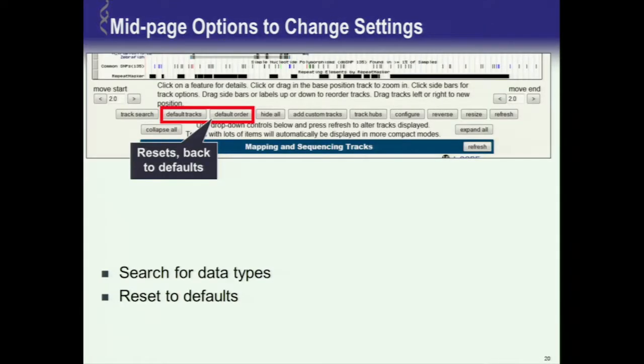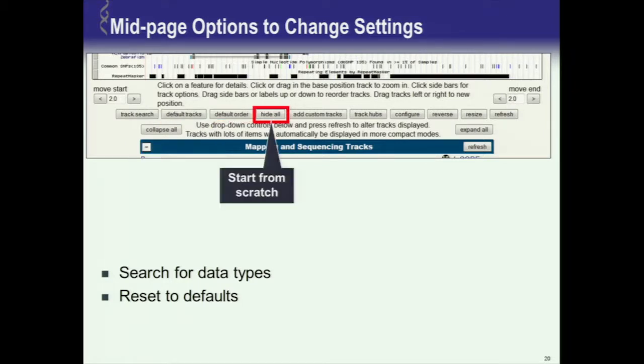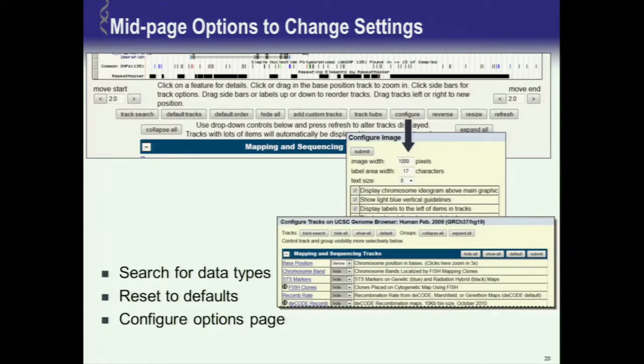There are other basic things. If you've changed a whole bunch of stuff, like moved around the order in which all the tracks are shown, you can just hit the button to go back to default and it'll put everything back. Or you can just hide everything, so you don't have to individually click all those tracks and switch them off. I've explained the configure button. If you're really crazy and you think opposite to everybody else, you can flip it around. Don't ask me why. Or that button will just fit it to the window of your browser.